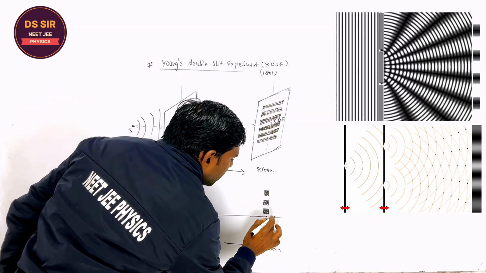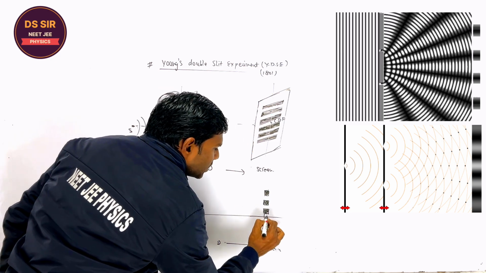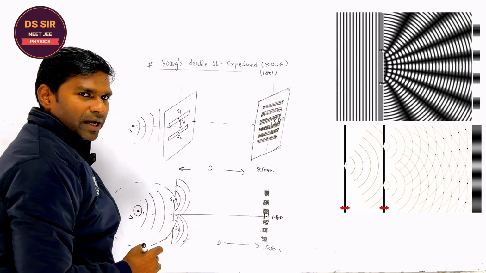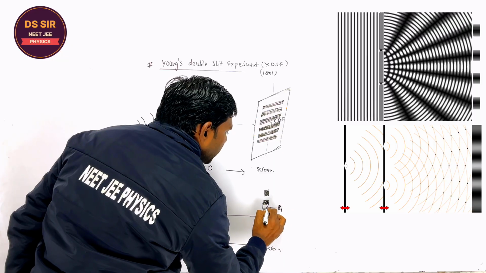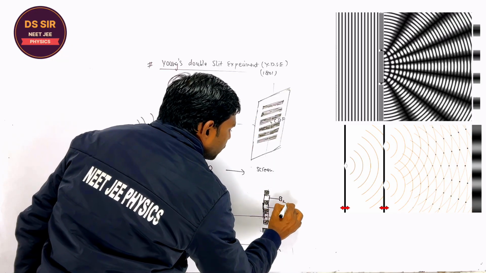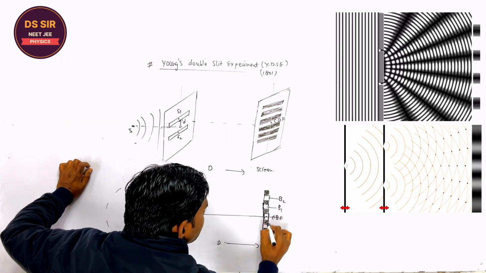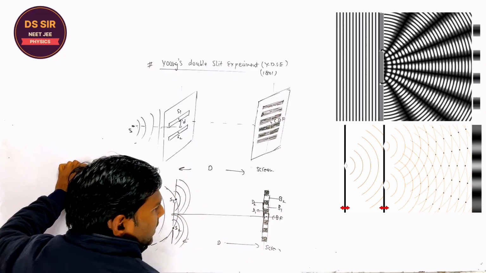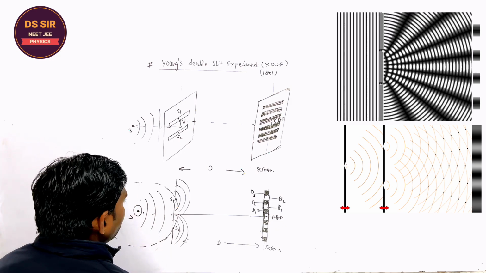This is called the central bright fringe, CBF. This is called the first bright fringe, B1, right? This is called B2. Are you getting or not? And this is called D1. This is called the second dark fringe. This is called the third dark fringe. Is it clear or not, you tell?